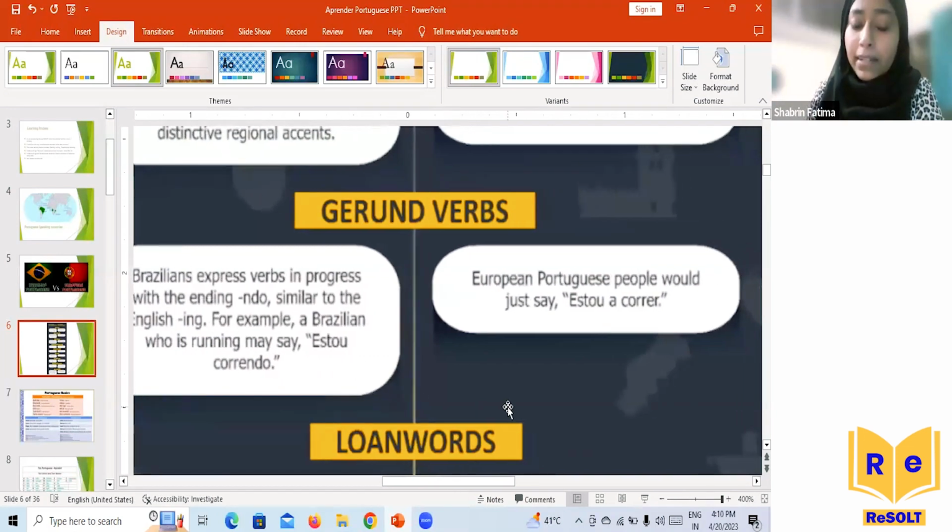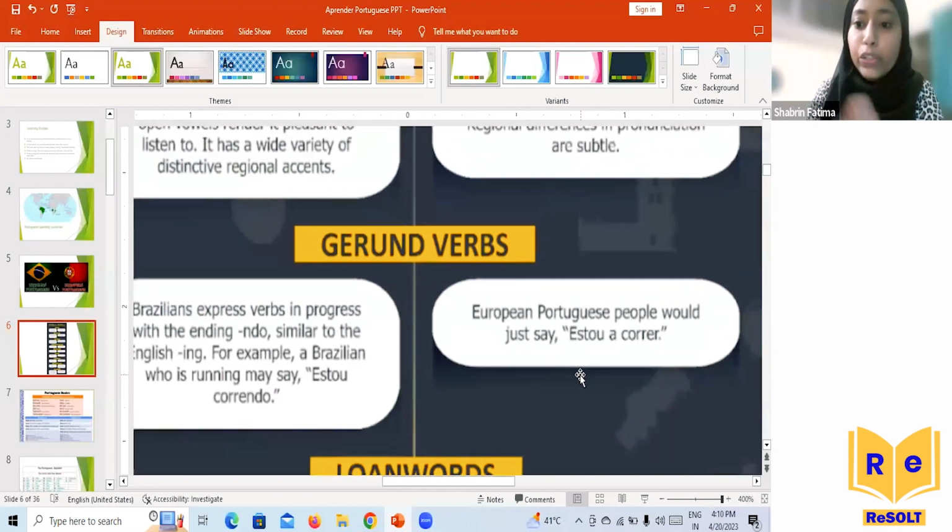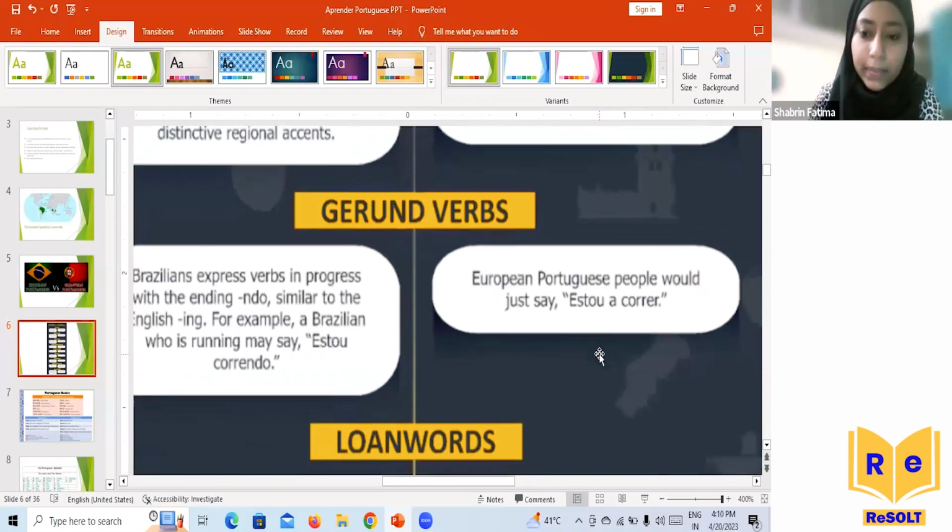But in European Portuguese, people would just say estou a correr. They don't use NDO at the end, after the verb. So estou, a, and correr. This is the formula for them in European Portuguese.